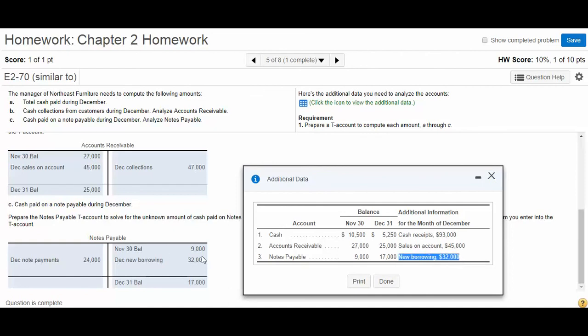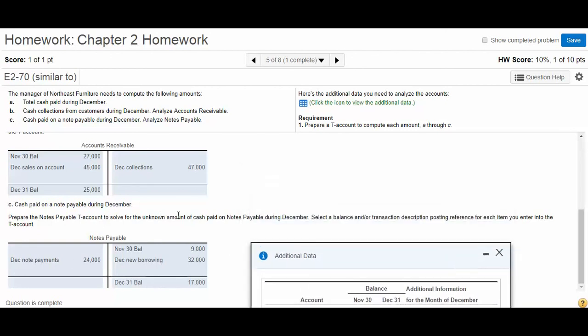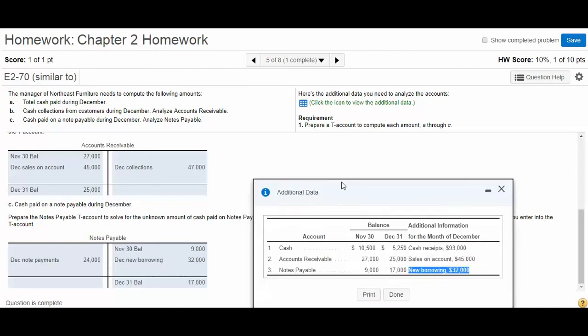At that point, you have three of your four components. It's very simple. Add this to this, subtract the ending balance, and you come up with the December note payments. Basically, when it says solve for the unknown amount of cash paid on notes payable, this is how much was paid down. So you can deduce from this entry what happened.